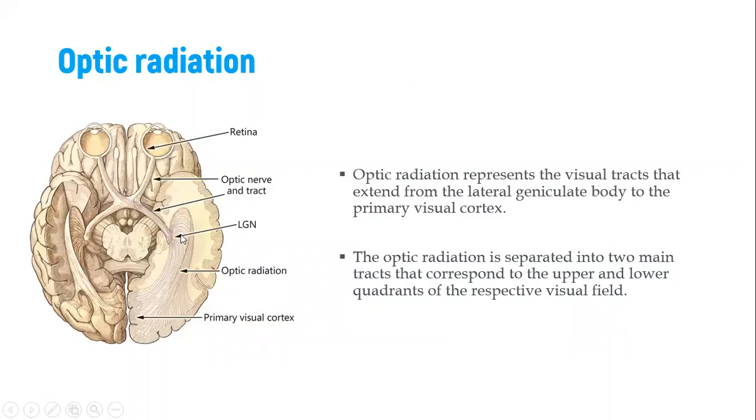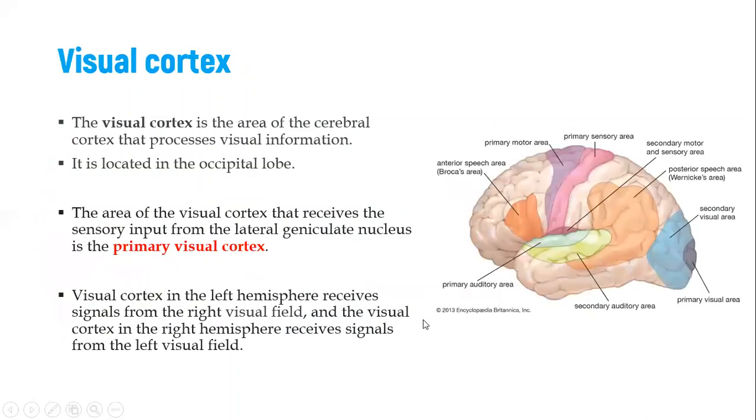Once vision has started being formed from the lateral geniculate, we have many fibers, and they are called optic radiation. The optic radiations represent the visual tracts that extend from the lateral geniculate body to the primary visual cortex. The optic radiation is separated, so the left side ends up in the left visual cortex, and the other one ends up in the right visual cortex. It is separated into two main tracts that correspond to the upper and lower quadrants of the visual field.